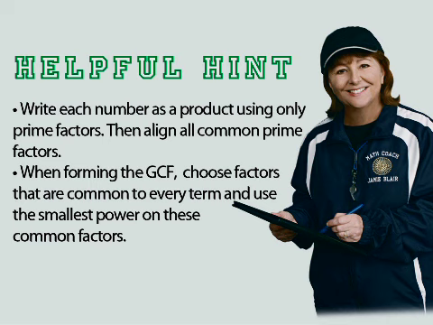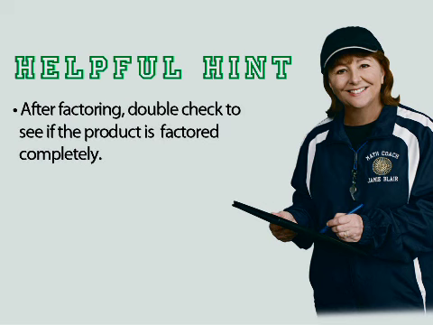When forming the greatest common factor, choose factors that are common to every term and use the smallest power on these common factors. After factoring, double check to see if the product is factored completely. Now let's work a problem.